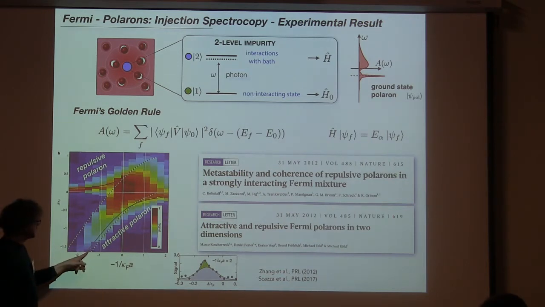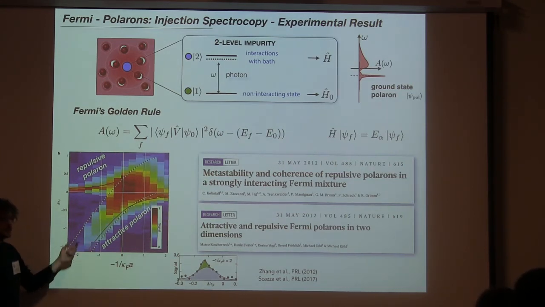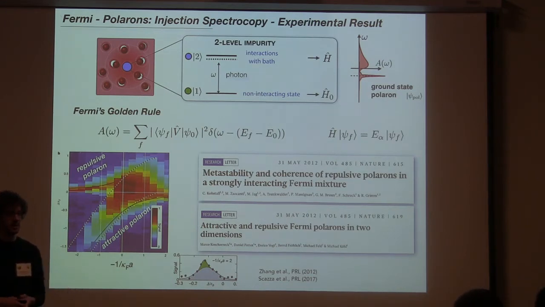This line here is the one which we calculated with our Chevy ansatz, and it fits pretty nicely with where the experiment finds the energy of the polaron. Well, no wonder, we just saw that we are right at 2% compared to diagrammatic Monte Carlo. Alright.